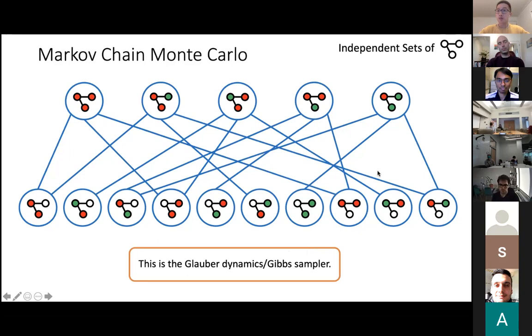And in this case of the independent sets and also proper colorings, this covers another very famous Markov chain studied in the literature called the Glauber dynamics. Or if you come from a more machine learning kind of background, this is often also called the Gibbs sampler. So all of this is to say that the simple down-up random walk captures a lot of heavily studied Markov chains in the literature.